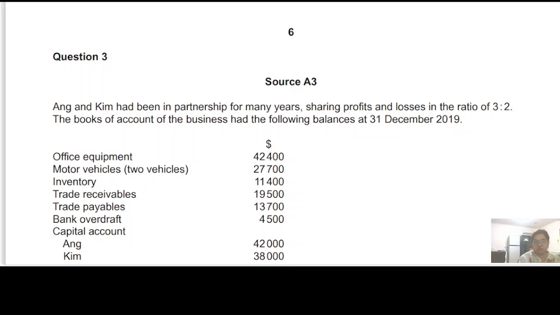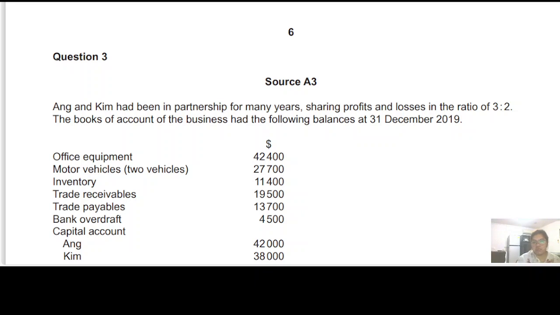Hello everyone, good evening. Today we are going to discuss one question from A level, a past year paper. The series of this paper is May June 2020. So we are going to discuss question number 3.